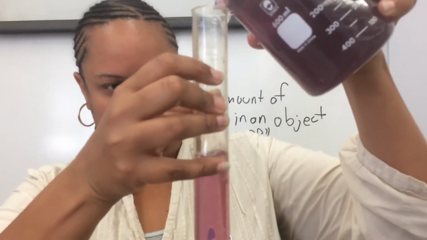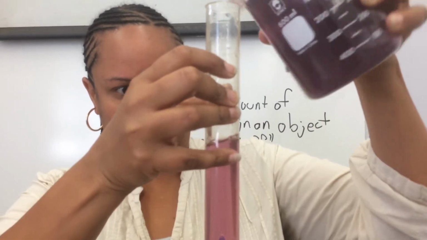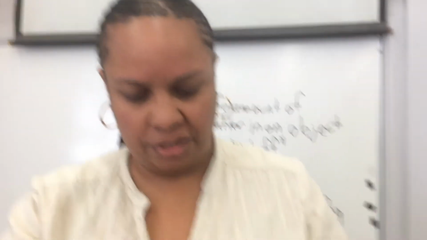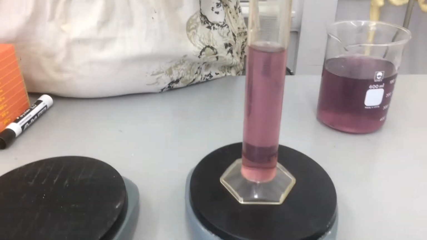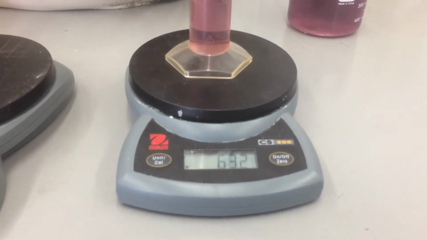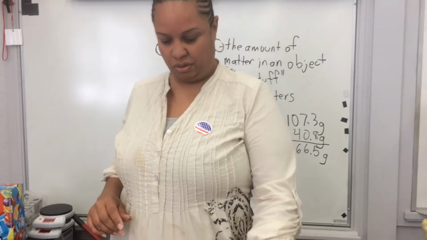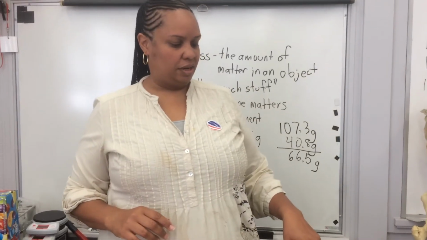The reason why I'm holding it up is because when you measure the volume of a liquid, you want to hold it at eye level so that you can get a better reading. So now it's 63.2. So I'm close, but not quite the same. So that is how you find the mass of a solid using a scale and the mass of a liquid using a graduated cylinder.